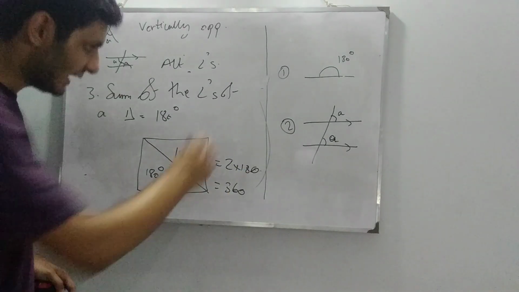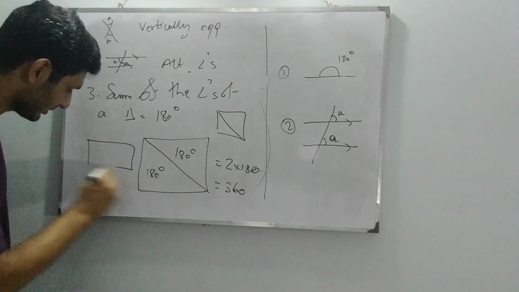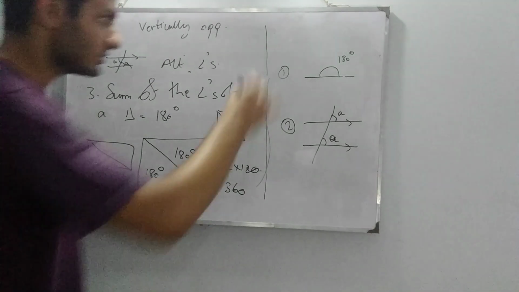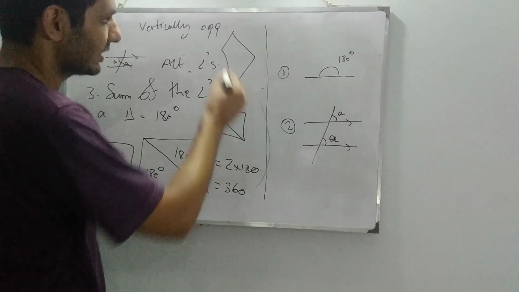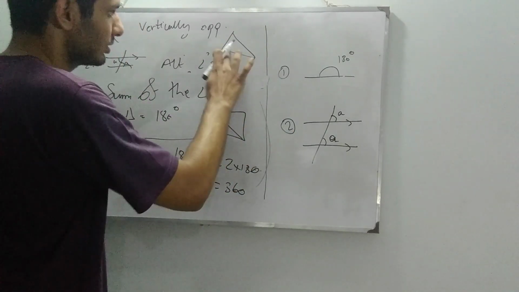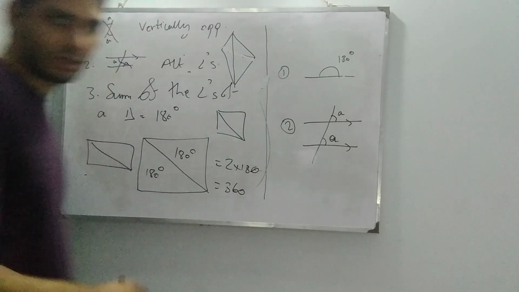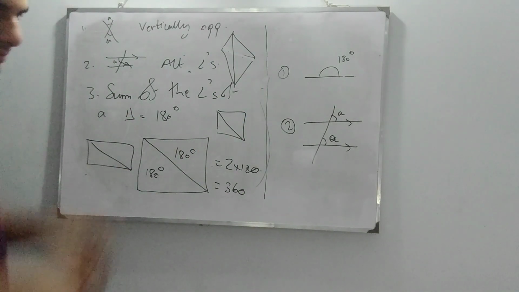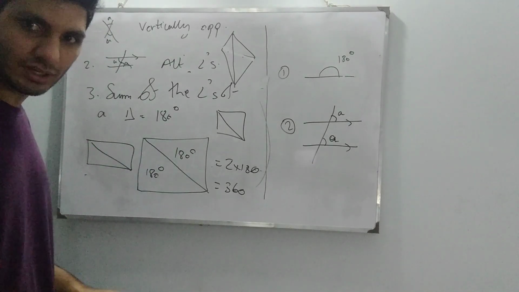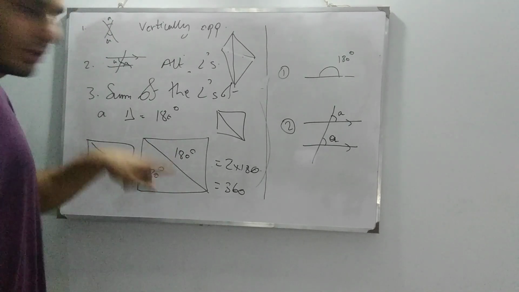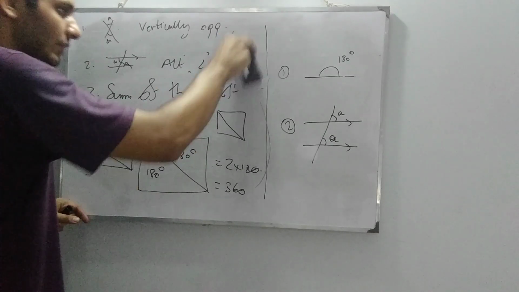I can do this with any square, or any rectangle, any four-sided figure in general. Take this, I can make it like this, or this: 180, 180, 360. It will always be 360 because you can decompose any four-sided figure into two triangles. Let's try with five-sided figures.